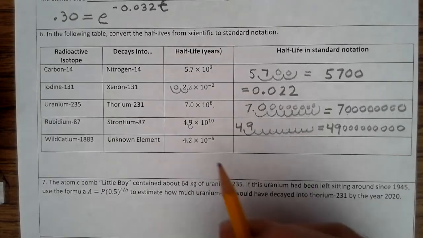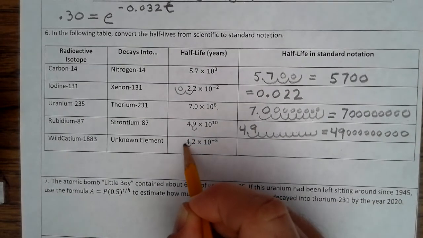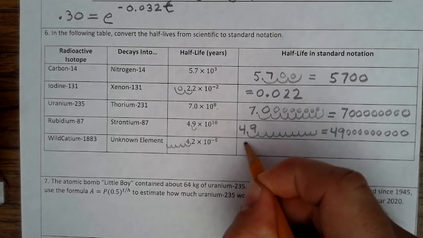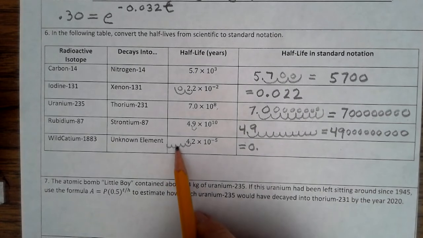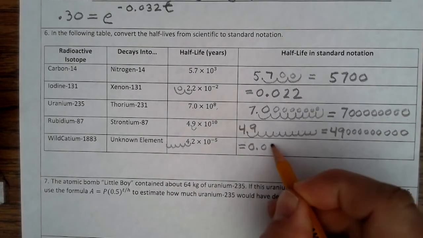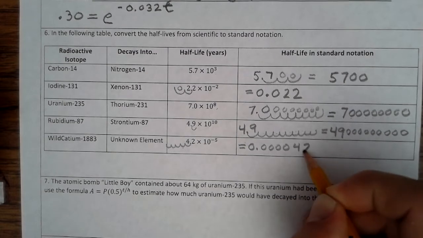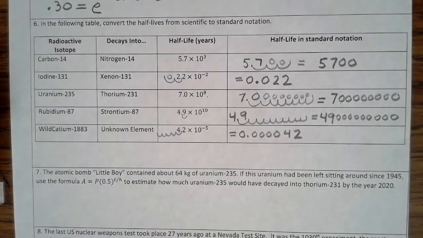Okay. Now, negative, you go left 5. So 1, 2, 3, 4, 5. So that's 0. Count zeros. 1, 2, 3, 4 zeros. Okay, go ahead and finish up number 6.